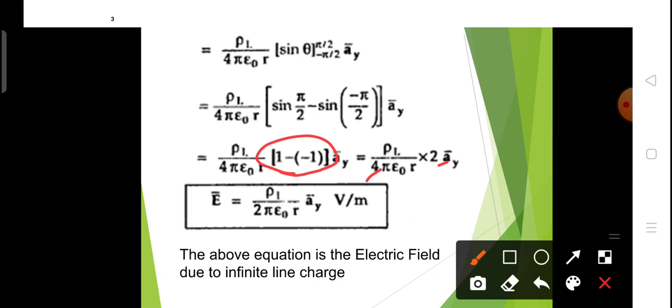volt per meter. Here the ay unit vector represents the produced electric field vector towards the y direction. It means where we have the point, there won't be any component which is parallel to the infinite line. This is the conclusion of this equation.